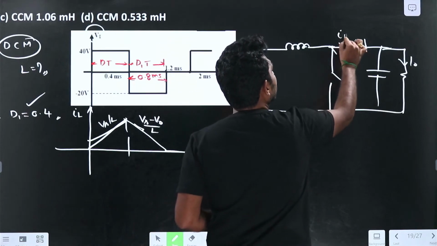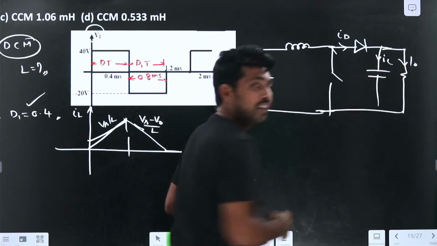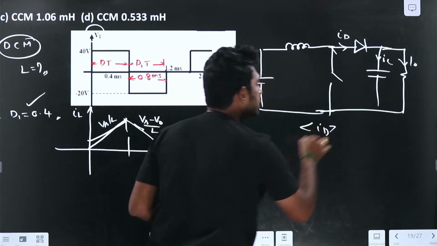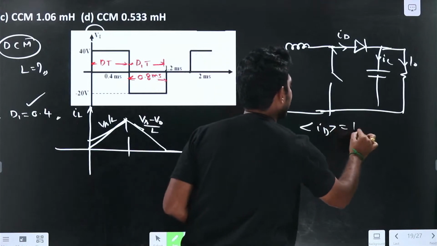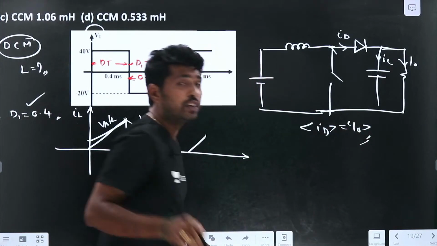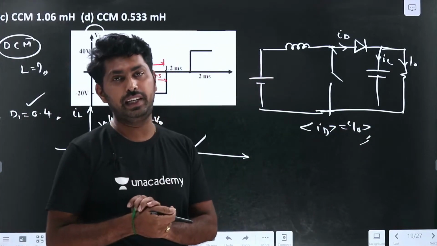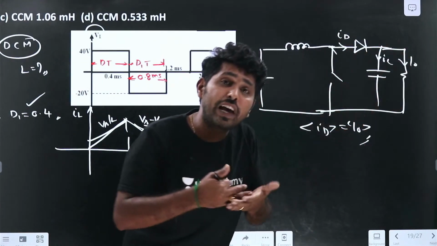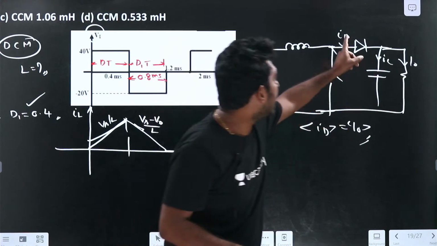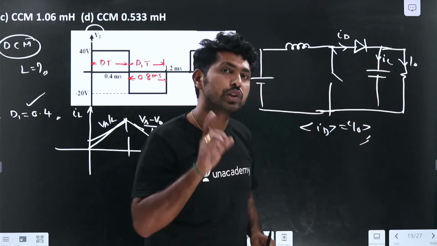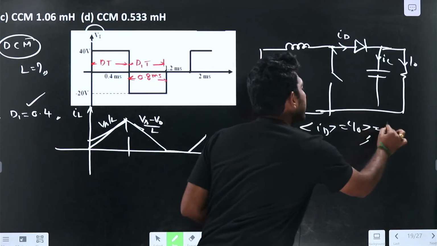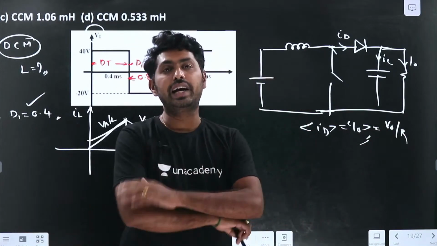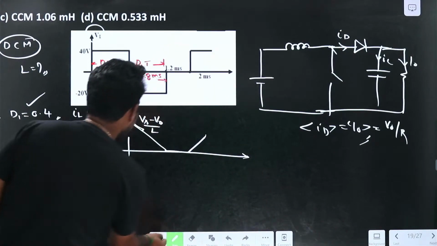If I want to find I0, ID equals IC plus I0. The average value of the capacitor current equals 0, so the average value of ID equals I0. We know that I0 equals V0 by R, but we don't know the ID value. We need to find the ID value.